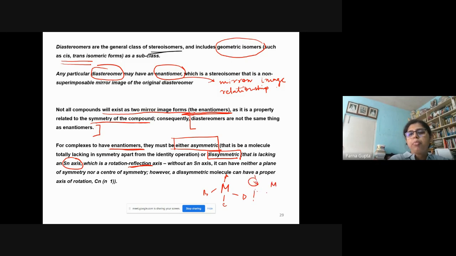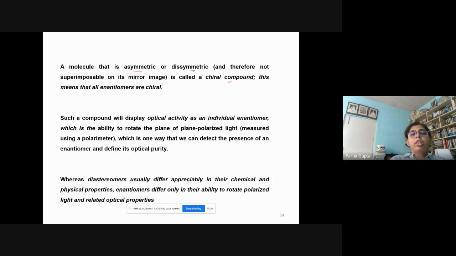So M D B C A, and then you do the reflection. So then it is called the rotation reflection axis. You know that, but I shall explain again. Okay, so now a molecule that is asymmetric or dissymmetric is called a chiral compound. You know that chiral compound.